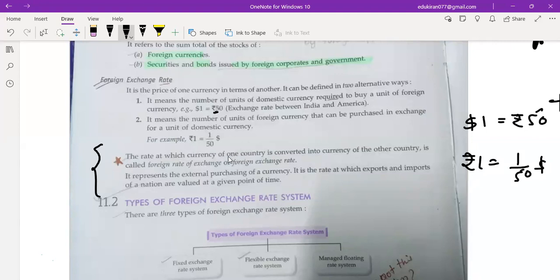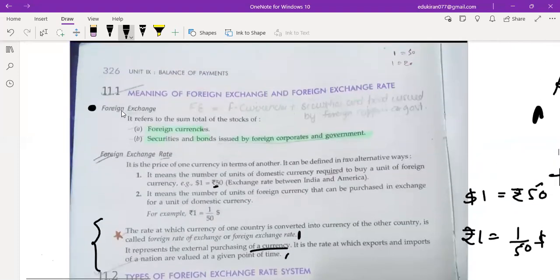A rate at which currency of one country is converted into currency of another country is called foreign exchange rate or foreign rate of exchange. So basically it represents the external purchasing power of a currency. It is the rate at which export and import of a nation are valued at the point of time. No need to write this one, just write till here.